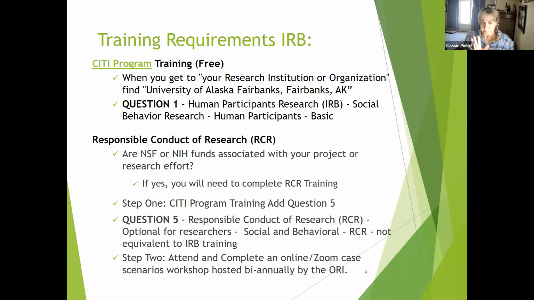So that's the most important thing about CITI, is making sure you're affiliated with the university so that your trainings are free on any spectrum. So if you're doing IRB training, we're going to focus on human participants research. I'm going to show you this shortly, but there's multi-level questions. So if you're doing IRB training, you're going to take question 1, subsection human participants research, social and behavioral researcher.